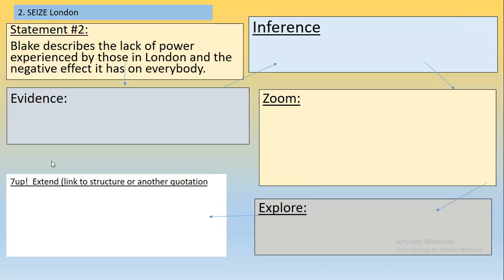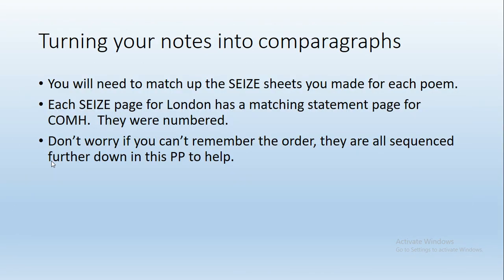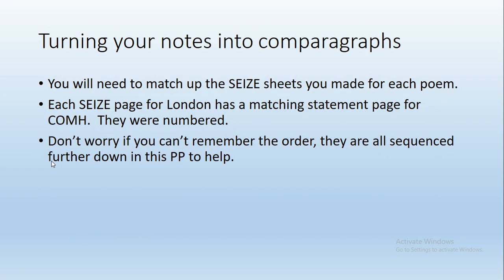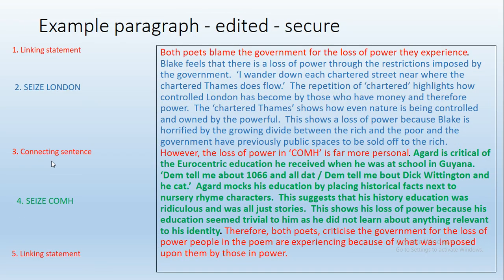Okay, so just to remind you, let's go all the way back and make you dizzy. You are following this structure. You are doing a linking statement, Cs for London, connecting sentence, Cs for Checking Out Me History, a linking statement, and you are going to write 2 of those, and you can look at that example to help you write it. Okay, you do not need to copy that one out. That is there on the PowerPoint slide for you, and you just need to write 2 more. Okay, if you can write 3, brilliant.